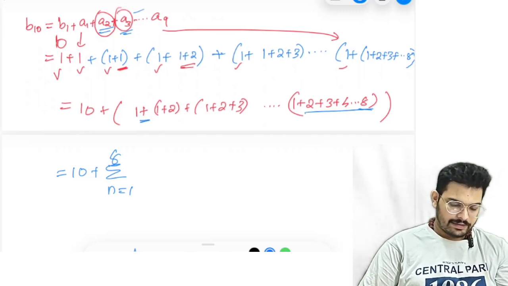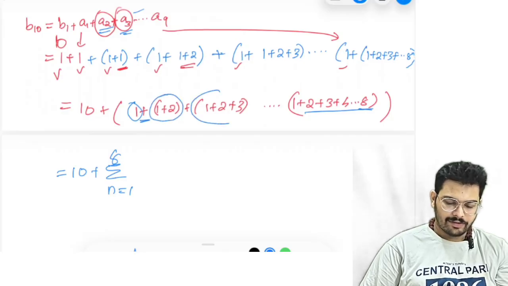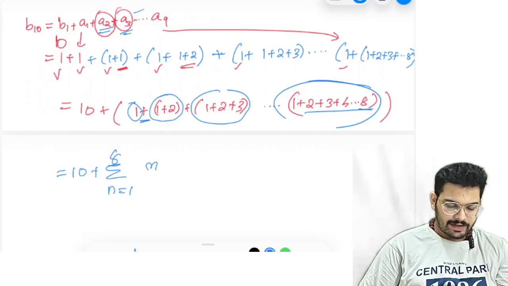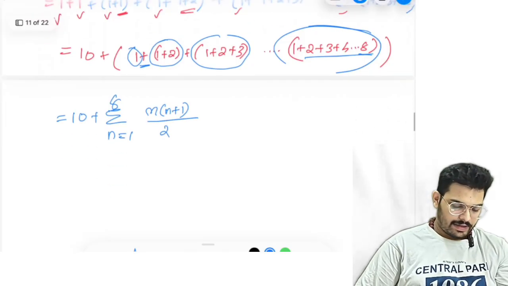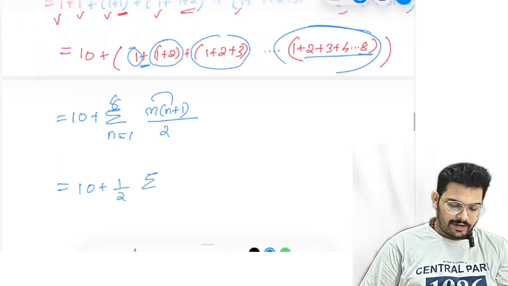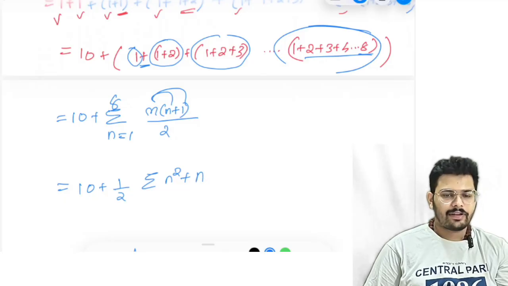That means this term contains 1. This is the sum of 2 natural numbers. This is the sum of 3 natural numbers. This is the sum of 8 natural numbers. So the sum of n natural numbers will be equal to n into n plus 1 by 2. Here this will be 10 plus 1 by 2 into sigma of n into n, which will be n square plus n into 1, which will be equal to n.